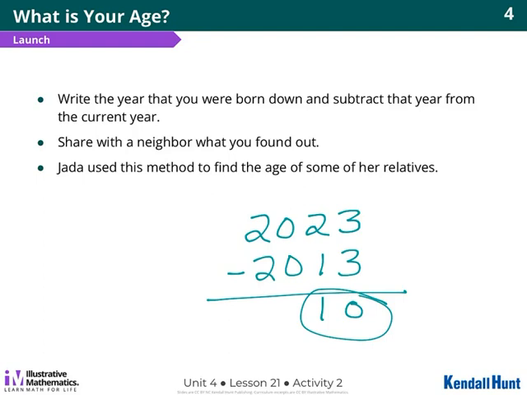Are you 10 years old, Kara? I'm 9. So you must have a birthday coming up. This year, I'm going to be 10. This year she'll be 10. Okay. Guys, this is a method that you can use to find the age of some of your relatives. Really quickly, did you guys all write down your year and subtract? Yes. Go ahead and do it if you haven't.